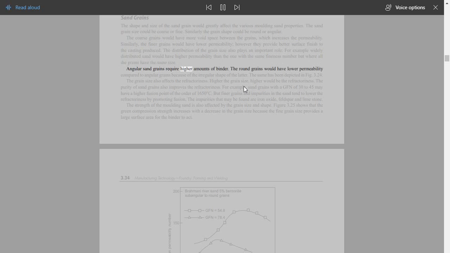Angular sand grains require higher amounts of binder. The round grains would have lower permeability compared to angular grains because of the irregular shape of the latter. The same has been depicted in Fig. 3.24. The grain size also affects the refractoriness. Higher the grain size, higher would be the refractoriness. The purity of sand grains also improves the refractoriness.